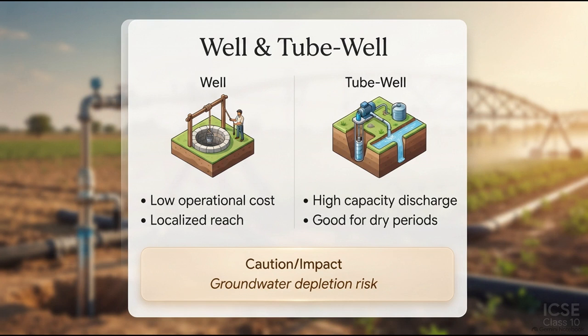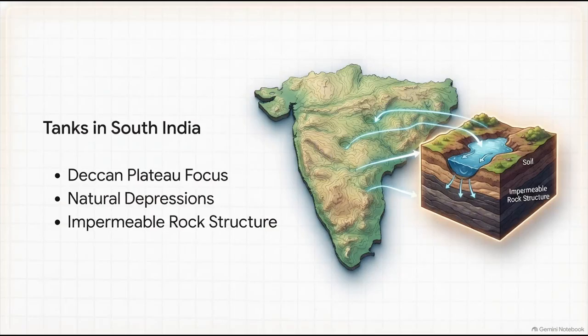However, and pay attention, this is a major exam point, the severe disadvantage of tube wells is that excessive use causes dangerous groundwater depletion and soil salinity over time. Now, if we travel down to South India, the irrigation method changes entirely.